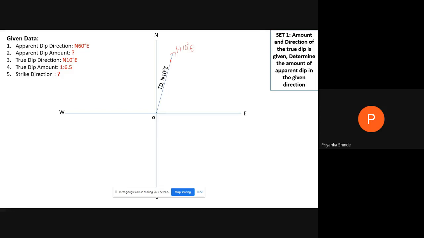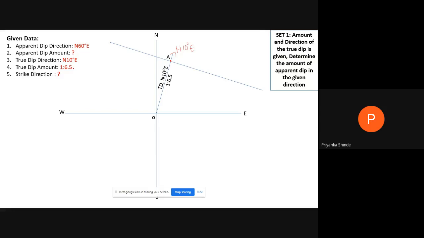So how to draw the strike line? We have to draw a perpendicular line passing through the point at the distance 6.5 that we measured. Name that point as A. So from point A we need to draw a perpendicular line to OA. So this is the true dip and strike.